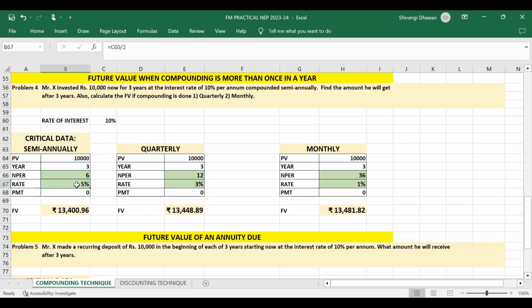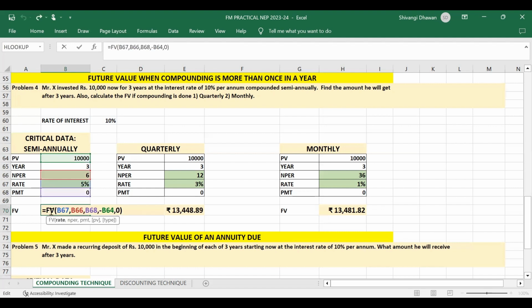For rate, we will divide it by the compounding factor. Here our interest is 10% when it is compounded annually. But in case it is semi-annual, we will divide it by 2. In case of quarterly, we will divide it by 4. And in case of monthly, we will divide it by 12. So this is how our rate is now 5%. Everything else remains the same.